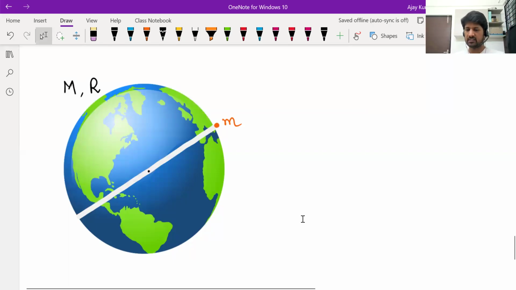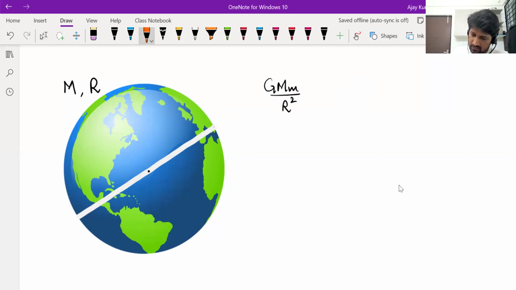If the mass m was exactly on the surface, completely on the surface, how much would the force on it have been? GMm by R square. Now what is happening is the mass m, instead of being kept only on the surface, is being distributed like this. It is being sent into the surface.